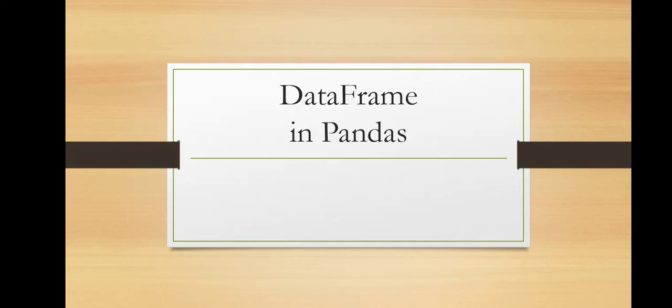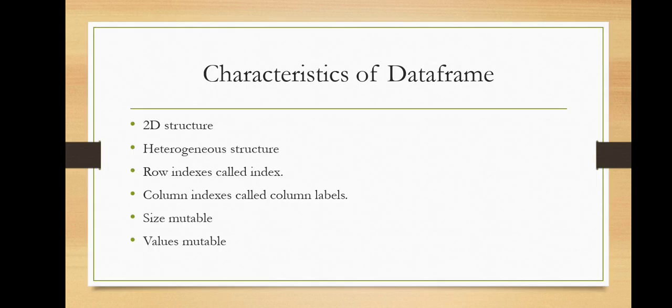Okay children, so in this video we will be discussing the basics of data frame as well as how to create a data frame. Starting with the characteristics of a data frame. A data frame is a 2D structure. 2D structure means that it is made up of rows and columns just like your table, right?